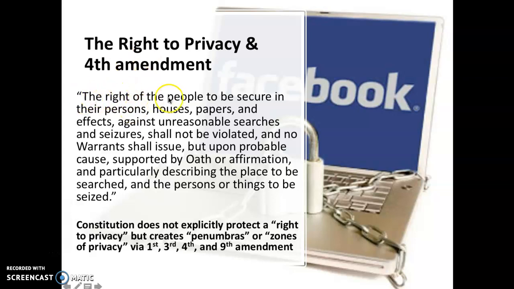If we read the Fourth Amendment, it says the right of the people to be secure in their persons, houses, papers, and effects against unreasonable searches and seizures shall not be violated, and no warrant shall issue but upon probable cause supported by oath, so on and so forth. I'm not going to read the entire thing.